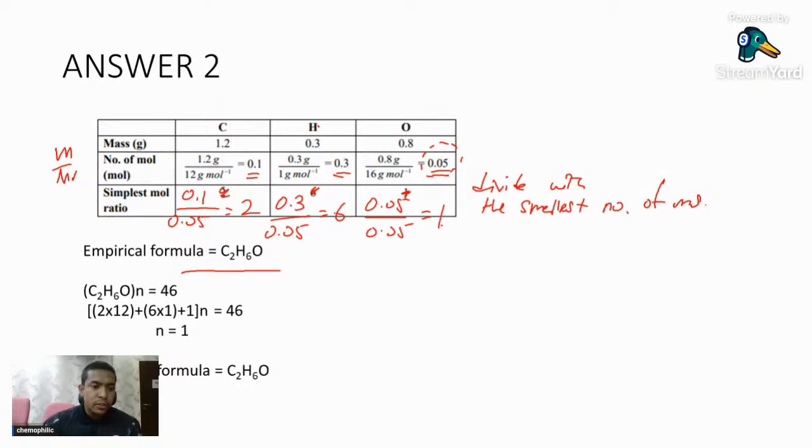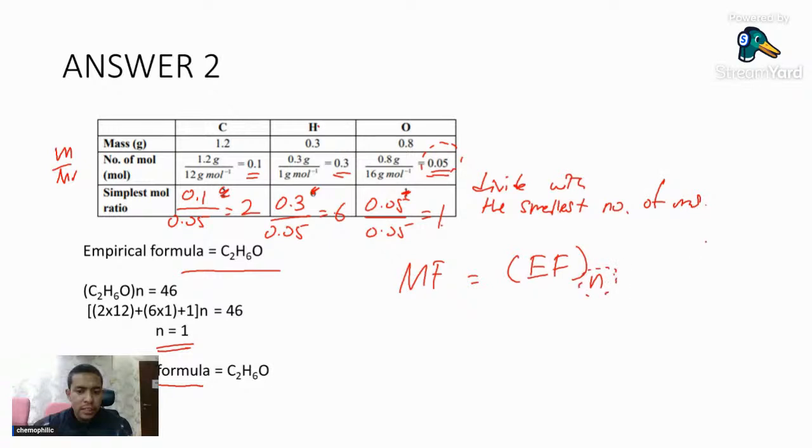Now we need to find the molecular formula. So we need to know what the N value is first, because the molecular formula is equal to the empirical formula times a factor of N. So now we want to find N, we have to find what the N value is. From the empirical formula we have C2H6O times N, and this is equal to 46. This is the molar mass given in the question.